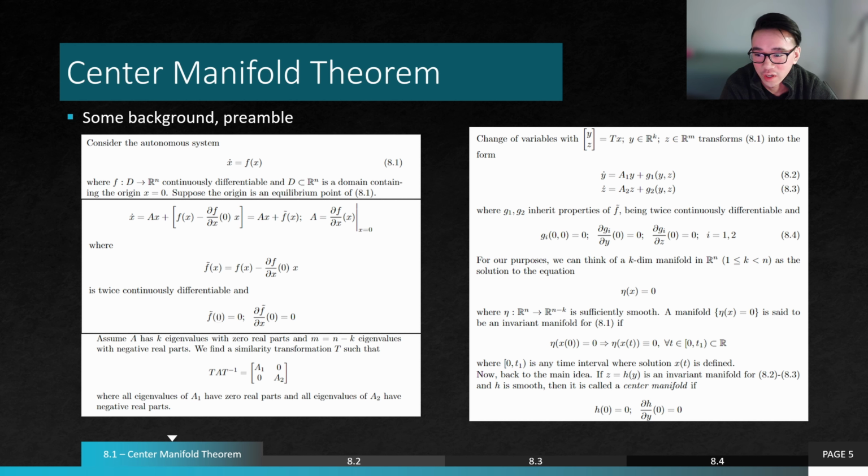We have our nonlinear autonomous system as we're used to seeing, x dot equals f of x, where f is some continuously differentiable function and D is a domain containing the origin x equals 0, which we'll suppose is an equilibrium point. After computing the Jacobian, we can linearize the system and represent it as you can see here on the left, where this f tilde is twice continuously differentiable and has these conditions.